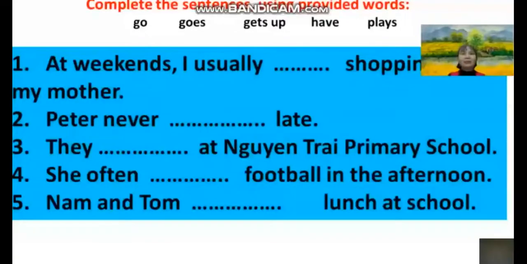In order to remember this, I have a small exercise for you. Let's work in groups of four. Complete the sentences using the provided words. The provided words are go, girls, yes, are late. Let's work in group, please. Two minutes for you.